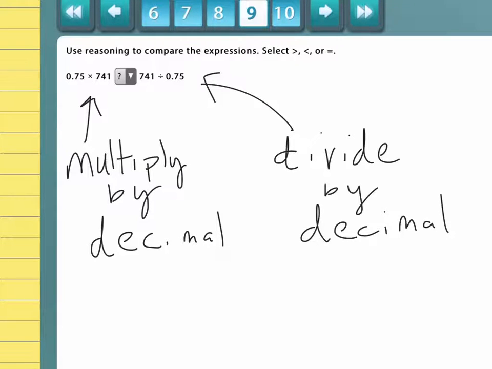So let's just use mental math here, use reasoning to compare these, greater or less than or equal to. Well, you're taking a part of, remember times is of, a part of 741, so you're going to be smaller than 741. But this time you're dividing 741 by a smaller number than 1. 741 divided by 1 would be 741, so 741 divided by a number less than 1 will give you a greater quotient. So this number, 75 hundredths of 741, is going to be less than the quotient of 741 and 75 hundredths.